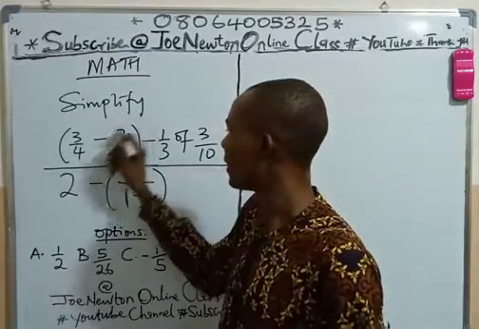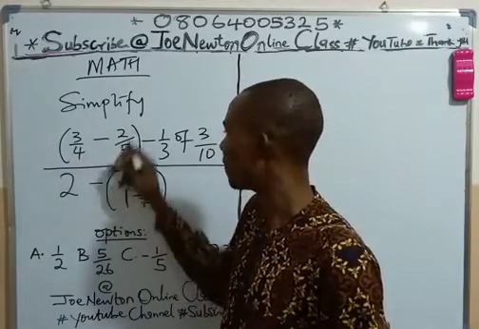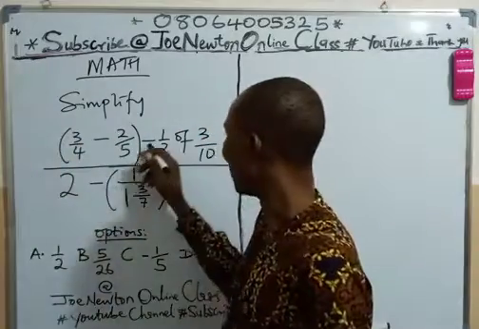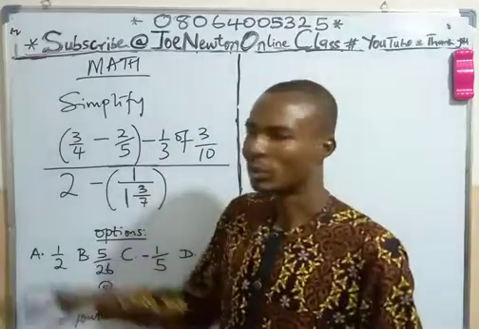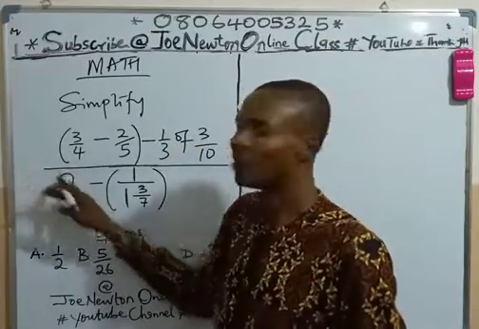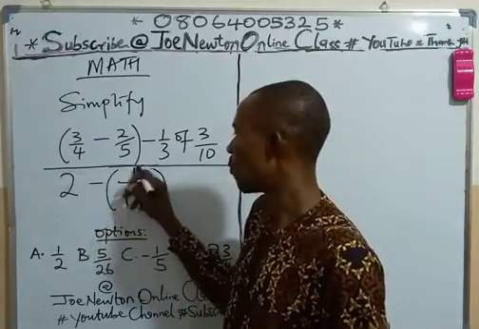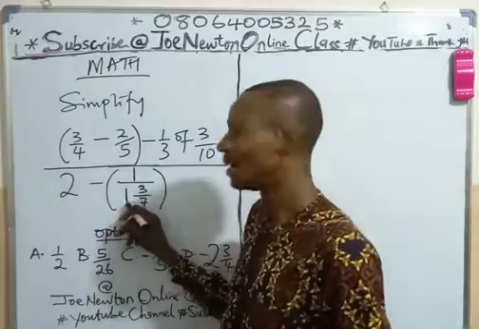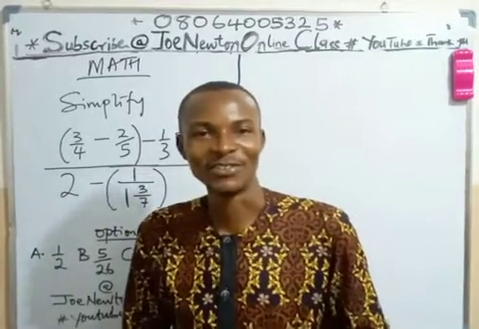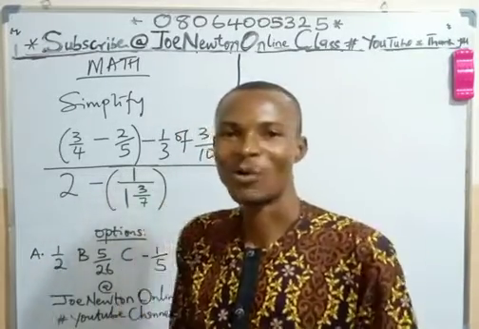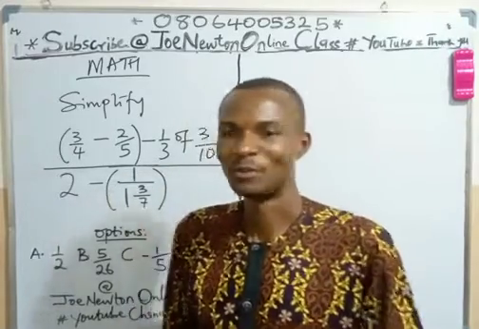We are asked to simplify, bracket open, 3 over 4 minus 2 over 5, bracket closed, minus 1 over 3 of 3 over 10, all this is the numerator, all over the denominator given: 2 whole number minus bracket open, 1 whole number 3 over 7, bracket close. Wow, it seems to be difficult. It is not difficult. You can see how we are going to tackle this. Just follow me and enjoy the solution with me.